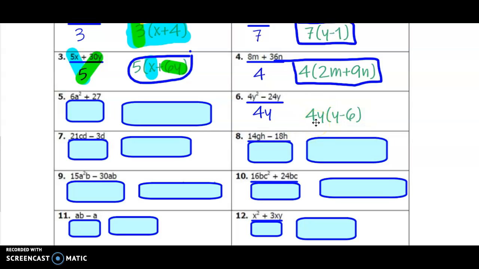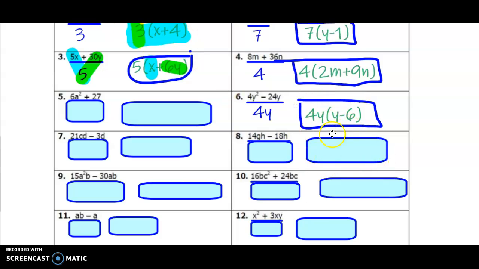Then you need to think about your dividing rules to get what goes on the inside of your parentheses. 4y squared divided by 4y. So 4 divided by 4 is 1. y squared over y. Remember, you subtract exponents. So 2 minus 1 gives me 1. 24 divided by 4 is 6, and the y's cancel out, so it's just a 6. So that's how I get my final answer of 4y times y minus 6.